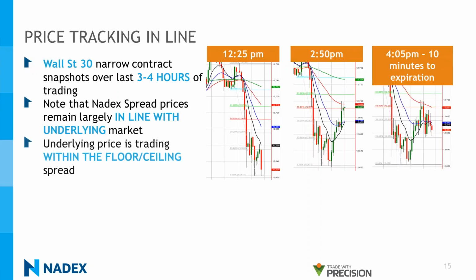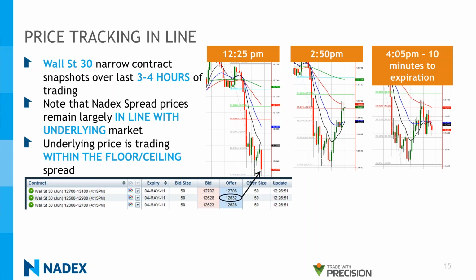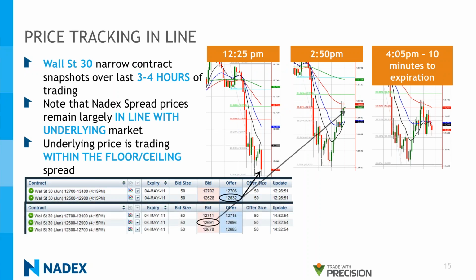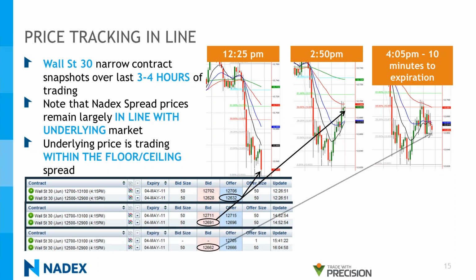In this example right here, we're looking at, again, the Wall Street 30 contract. I've taken snapshots over several hours of trading to see how the contract price tracks in line with the underlying market price. A little bit of a complicated screenshot here, but I'll try to break it down for you. In the first price chart here at the time slot of around 12:25 p.m., you can see that the contract price is very close to the real-time market price of 12,630. Okay, so just a couple points on either side of that of the underlying market price.